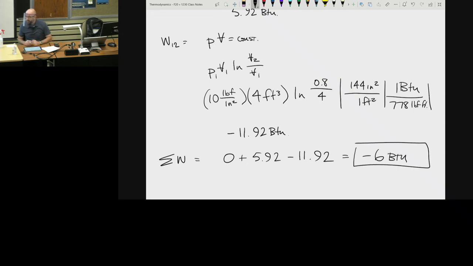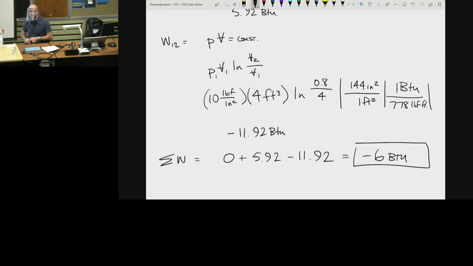So for this process, this series of processes, I should say, this cycle, it's going to net require 6 BTUs of energy from the surroundings to the system. So if I had to put this in words, net, the surroundings is going to provide 6 BTUs to that system.